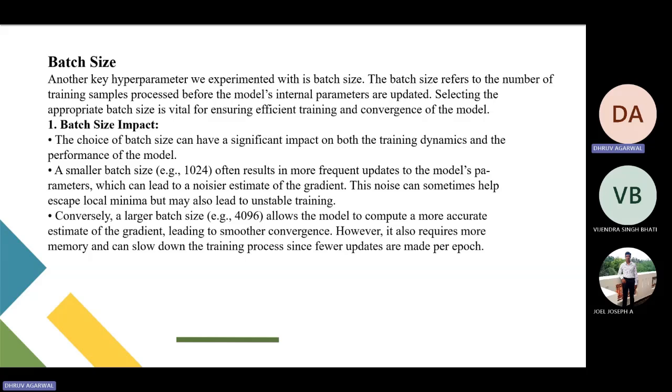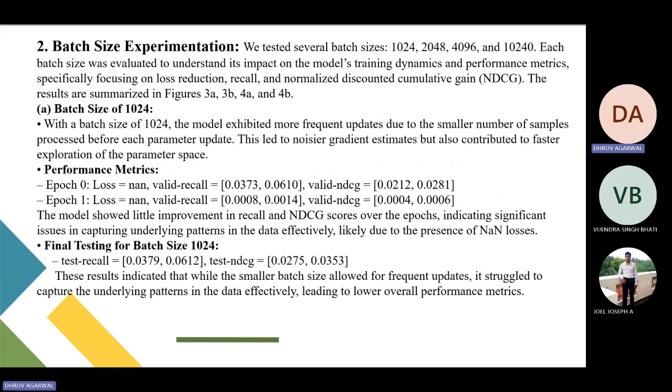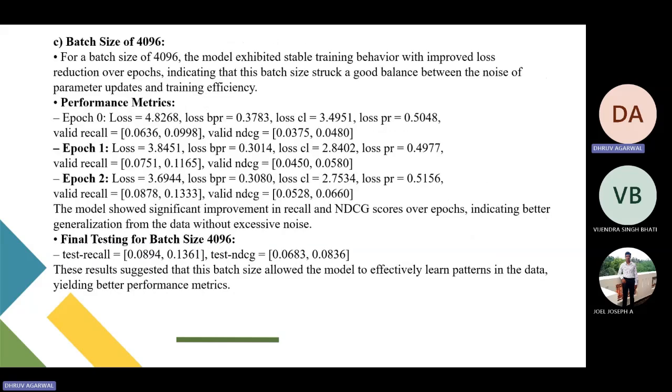Conversely, a large batch size, for example 4096, allows the model to compute a more accurate estimate of the gradient, leading to smoother convergence. However, it also requires more memory and can slow down the training process, since fewer updates are made per epoch. So we have done batch size tuning for four values: 1024, 2048, 4096, and 10240.